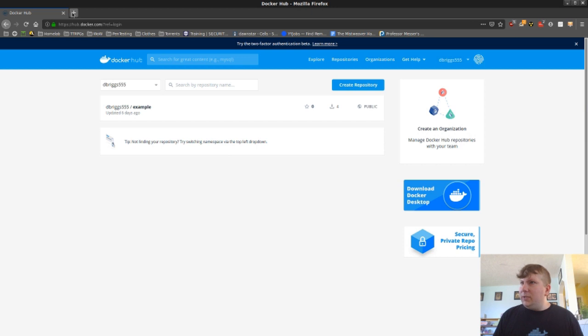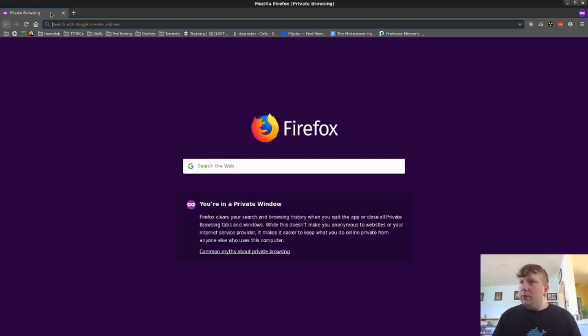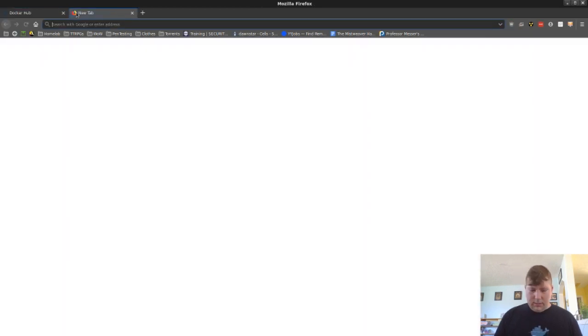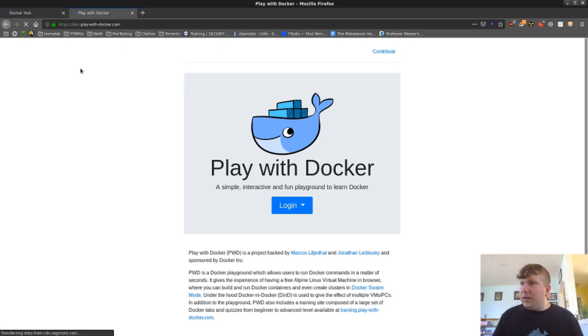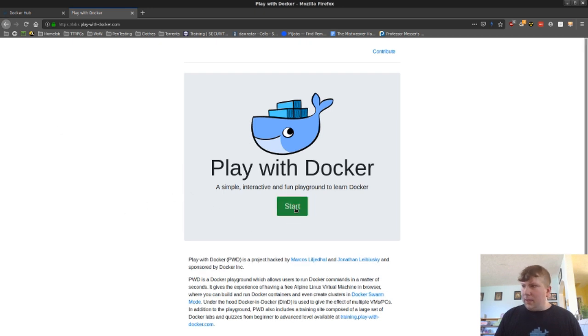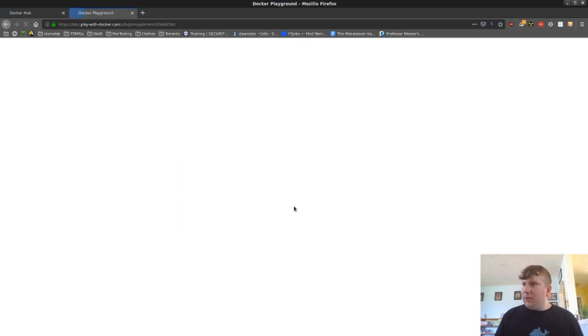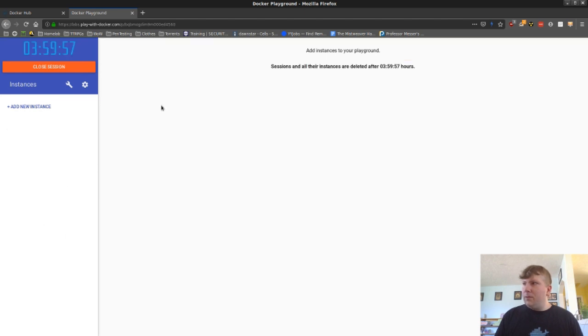And now that we're logged in, we can open up a new window. Play with Docker. And we're going to go to labs.play-with-docker.com. Depending on what you're comfortable with, I usually just search, and the first Google result is usually good to go. And we're going to log into the account. And once we're logged in, we're going to click Start.